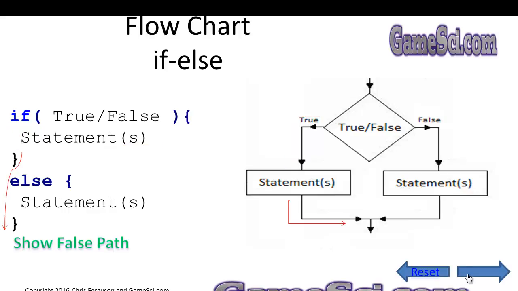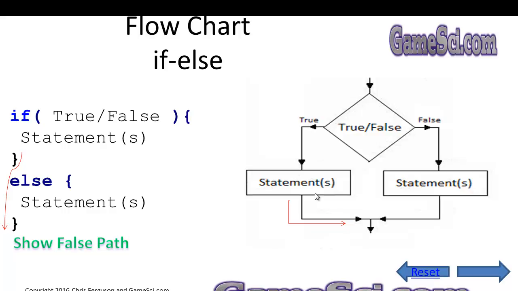Now, what happens after that block of statements executes? Well, we should all know our control statement, our if-else statement, is going to skip the else. If it executed the if portion, it always skips the else. And you can see here on the flowchart, it skipped the else and is continuing on with the program.